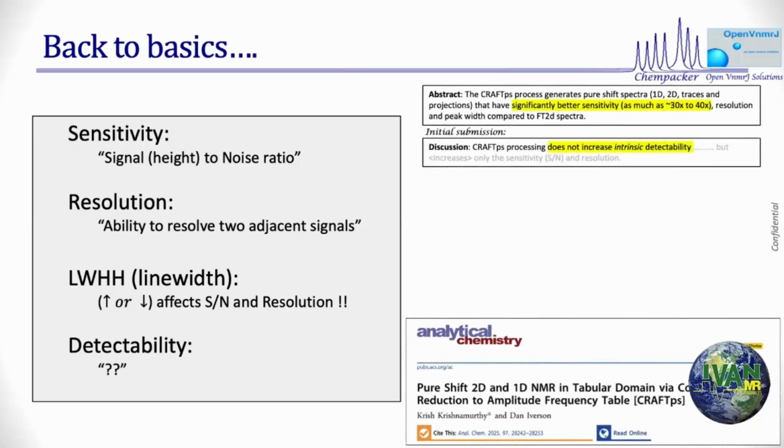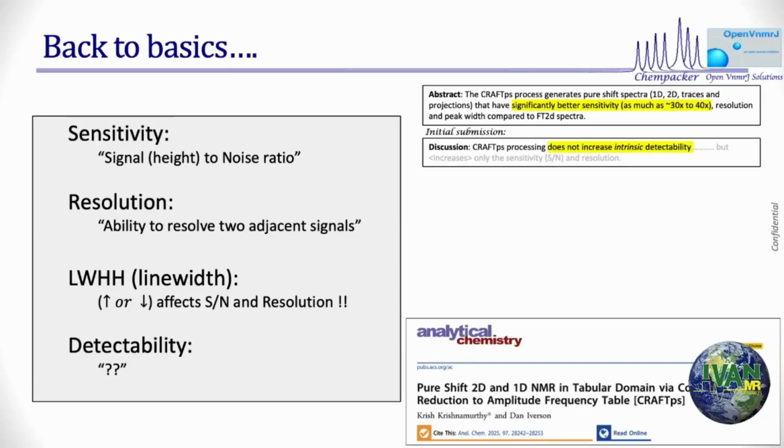We published a paper; Dan brought this up. In the initial submission of this paper, we made a statement in the abstract. We said this 2D CRAFT is significantly better, by a factor of 30x. It's not 30%, it's 30 times as much as a regular 2D NMR. We made that statement, and obviously the paper provided all the evidence for that.